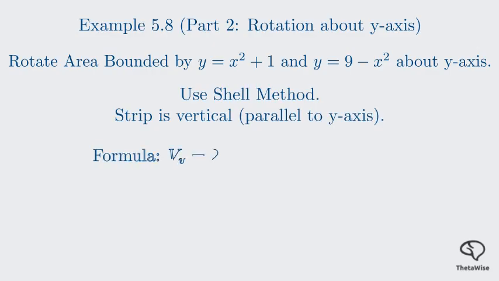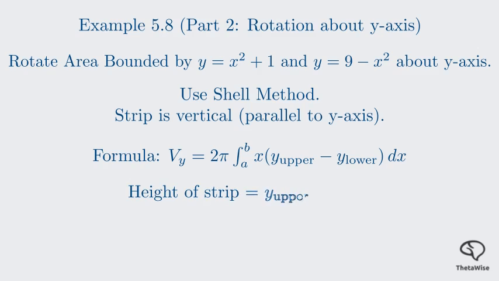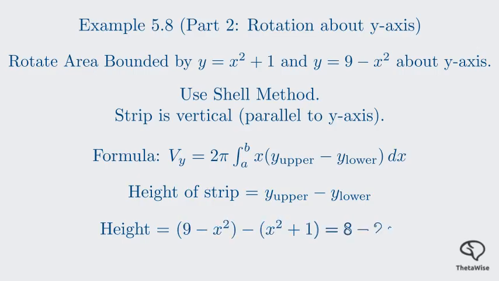The formula is 2 pi times the integral of x times the height of the strip. The height of our vertical strip is the top function minus the bottom function. This gives us 9 minus x squared minus the quantity x squared plus 1. This simplifies to 8 minus 2x squared. Just as before, the region is symmetrical about the axis of rotation, the y-axis. So we can integrate from 0 to 2 and multiply by 2.